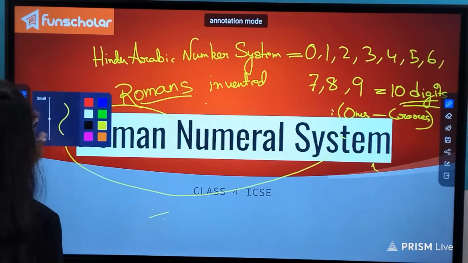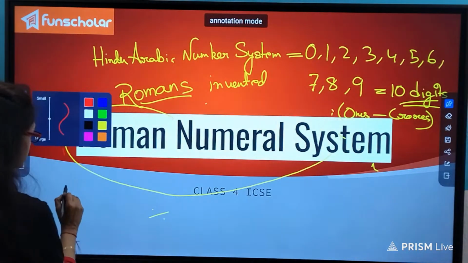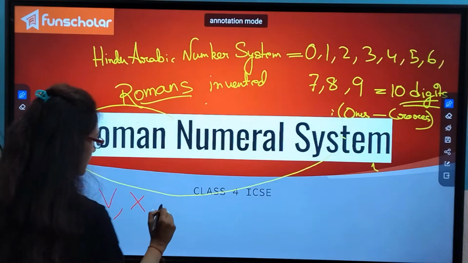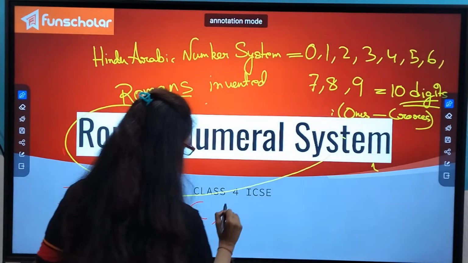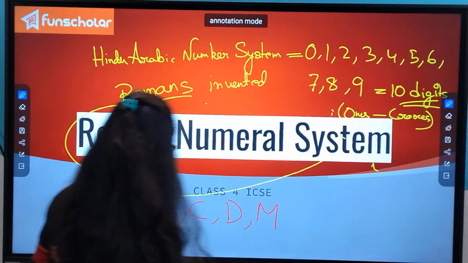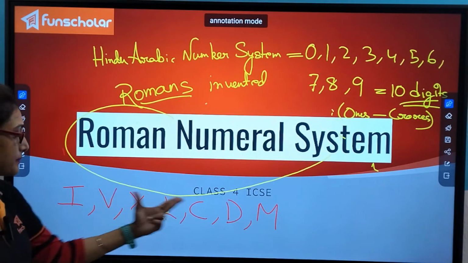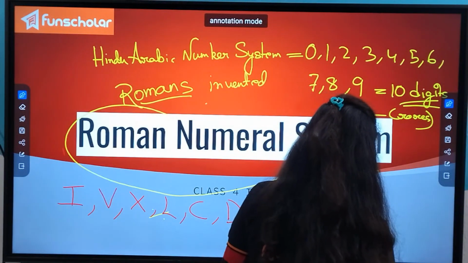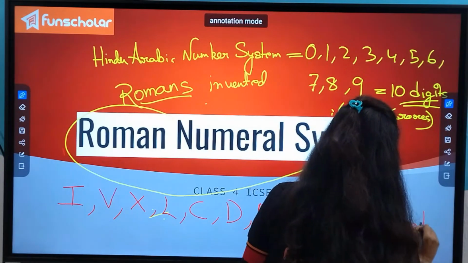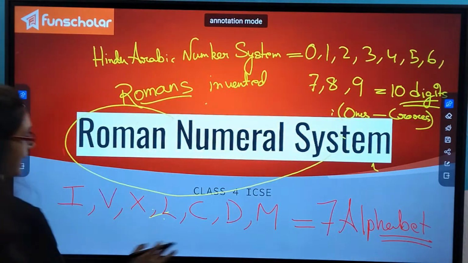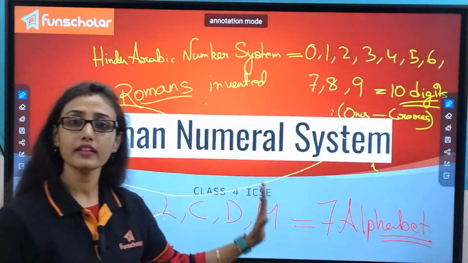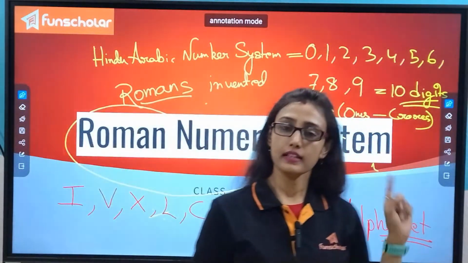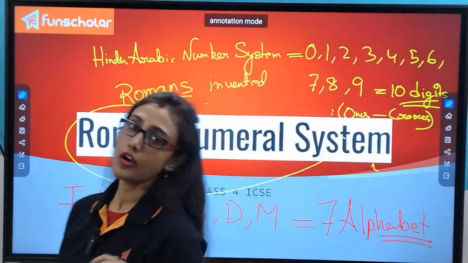What are the alphabets? Let us know the alphabets now. I, V, X, L, C, D and M. So how many alphabets are there? 3 plus 3, 6 plus 1 equals 7 alphabets. All these are alphabets, and these alphabets symbolize the mathematics in the case of the Roman numeral system. Right? This is what the Roman numeral system is all about.